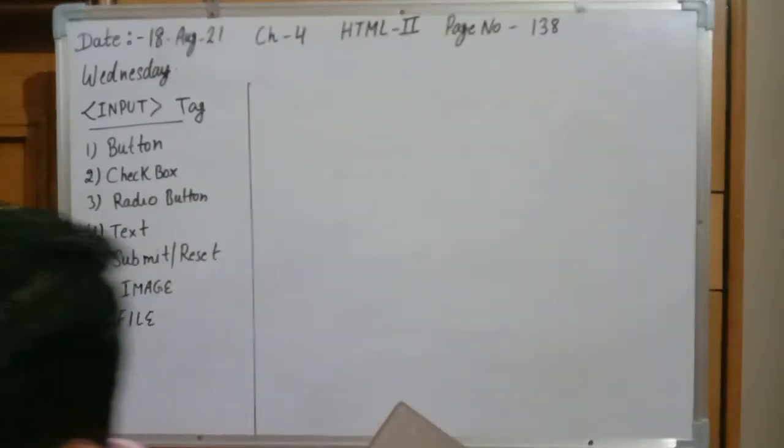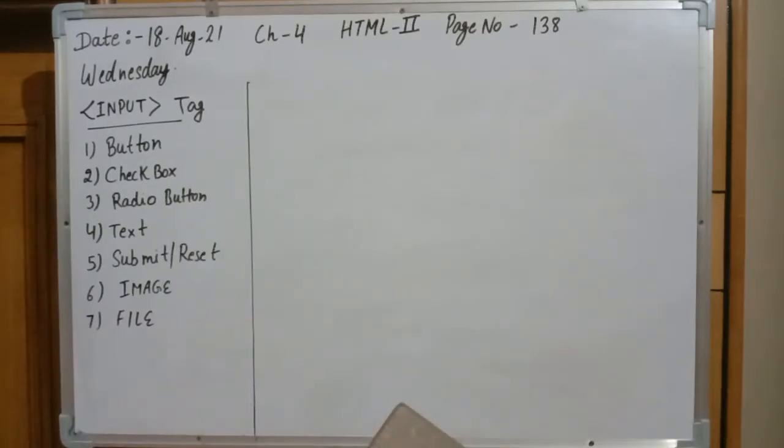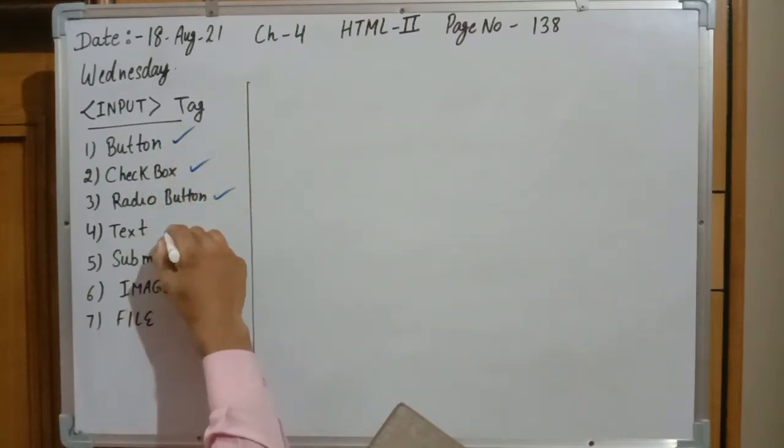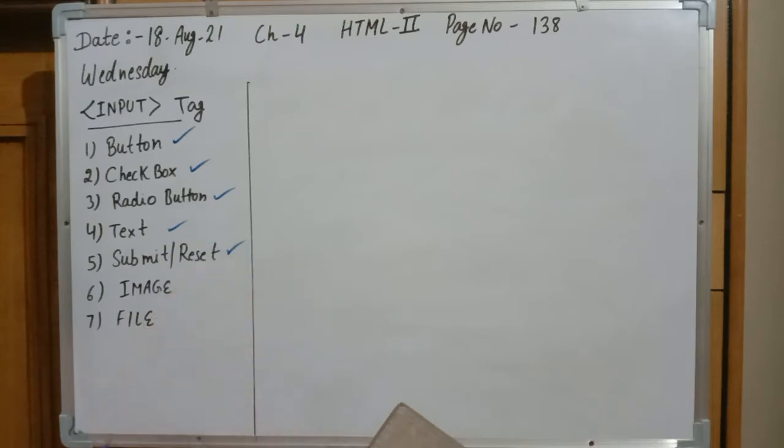So input tag will support a total of 7 types of data. It can be a button, it can be a checkbox, it can be a radio button, it can be text, it can be submit or reset, it can be an image or it can be a file. So we will discuss through examples also.